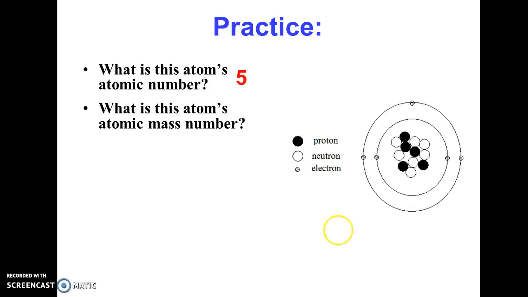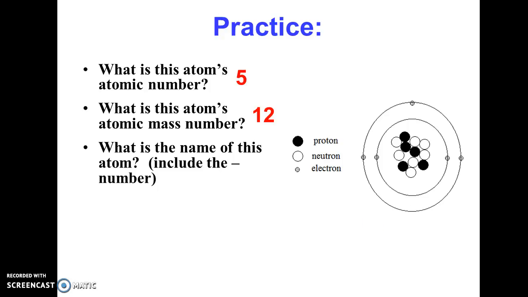In this diagram, the atom's atomic mass number would be the total number of particles in the nucleus. So if I count up the 5 protons, add in the 1, 2, 3, 4, 5, 6, 7 neutrons, that gives me a total number of particles in the nucleus of 12. So the atomic mass number would be 12.